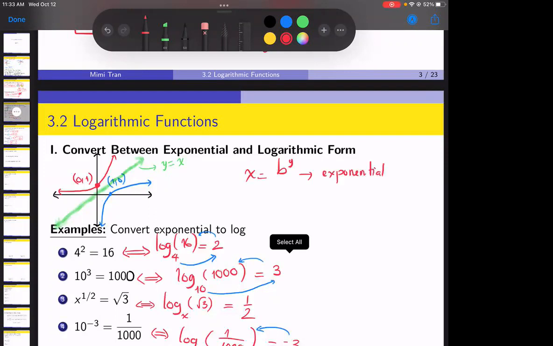There's exponential form. And if I want to convert to log, I do log maybe for y, right? And if I want to convert back to exponential, I do the tornado arrow. From exponential to log, you're going to use log equals exponent.